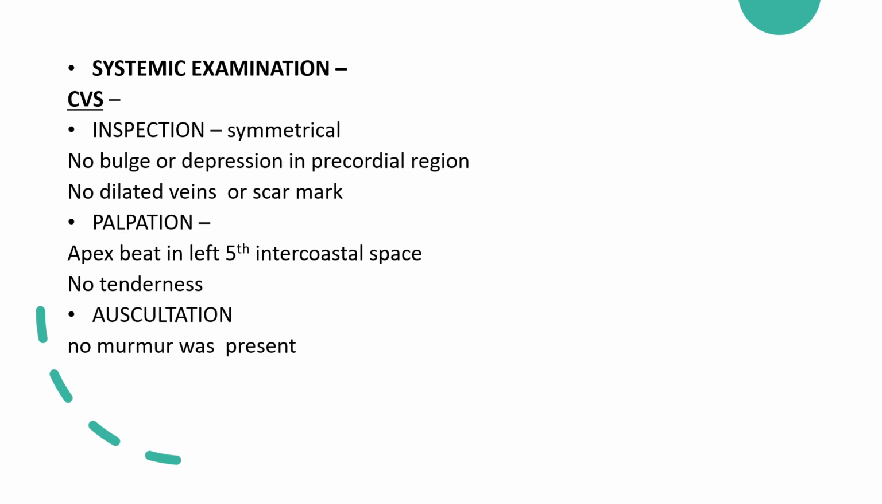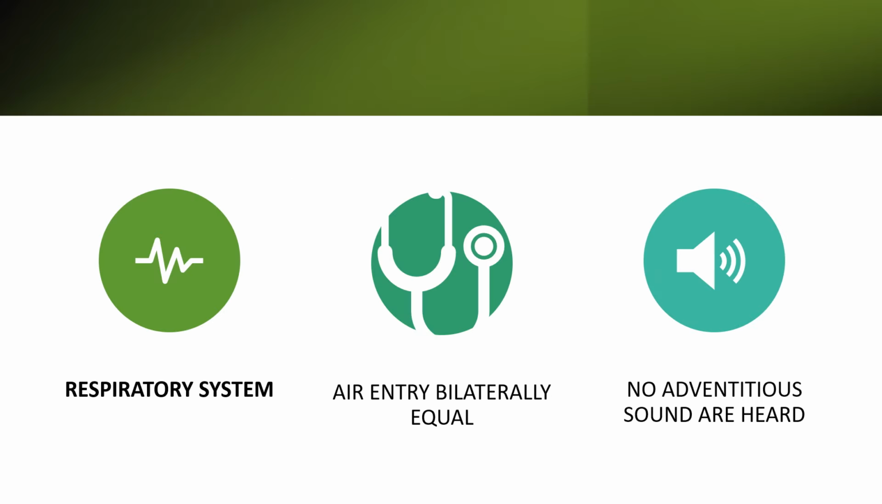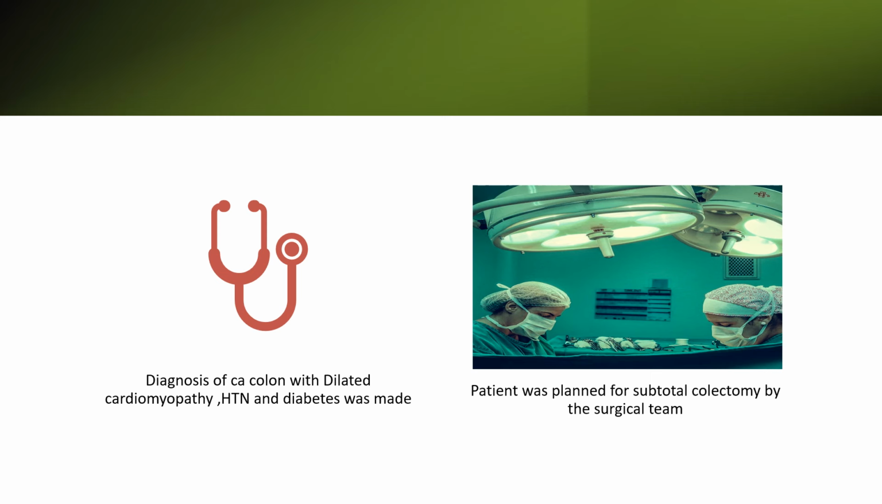Both his CVS examination and respiratory examination were within normal limits. He had bilateral air entry and there was no added sound on auscultation. A diagnosis of CA colon with dilated cardiomyopathy with hypertension and diabetes was made, and the patient was planned for subtotal colectomy by the surgical team.